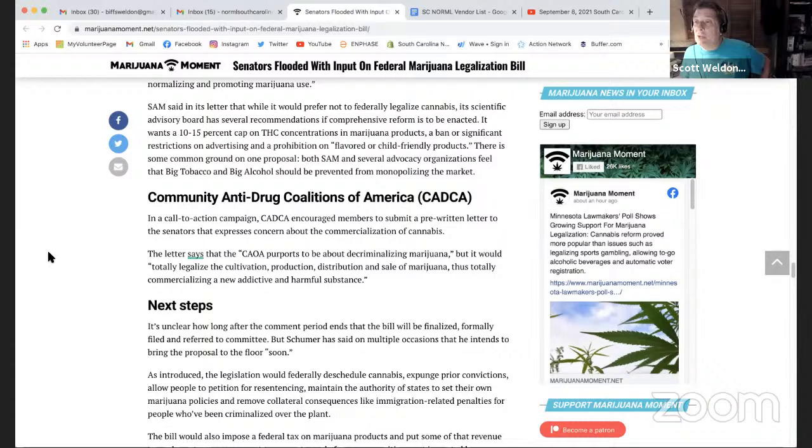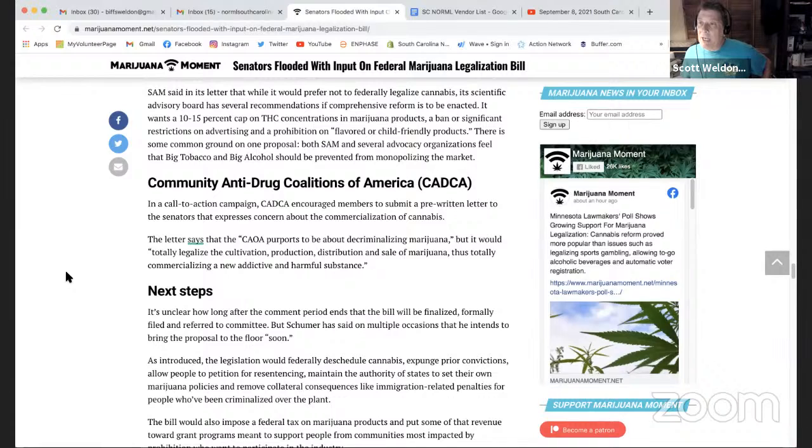Community Anti-Drug Coalitions of America, CADCA. In a call to action campaign, CADCA encouraged members to submit a pre-written letter to the senators that expresses concern about the commercialization of cannabis. So they pre-wrote a letter, quite often like we do with our Action Network type things. And their letter says that the CAOA purports to be about decriminalizing marijuana, but it would totally legalize the cultivation, production, distribution, and sale of marijuana, thus totally commercializing a new addictive and harmful substance. So that's CADCA.